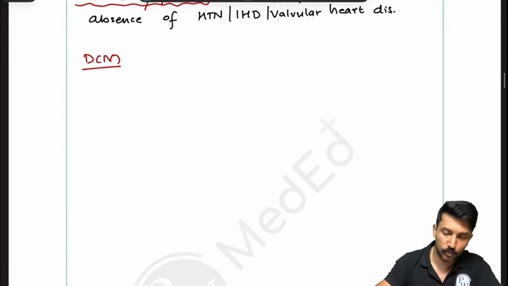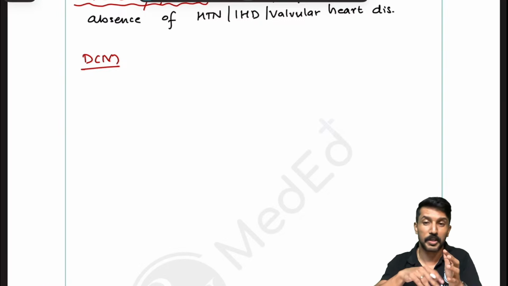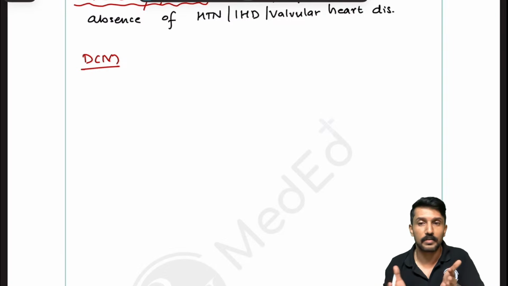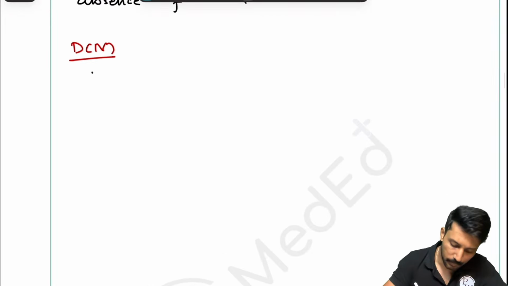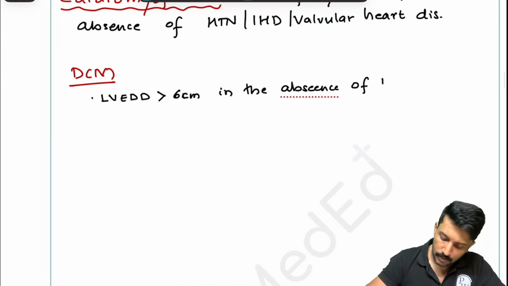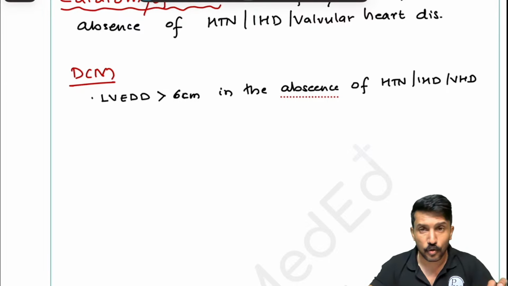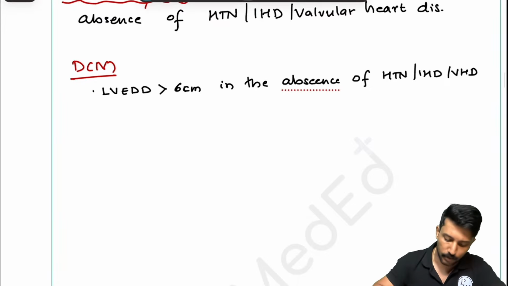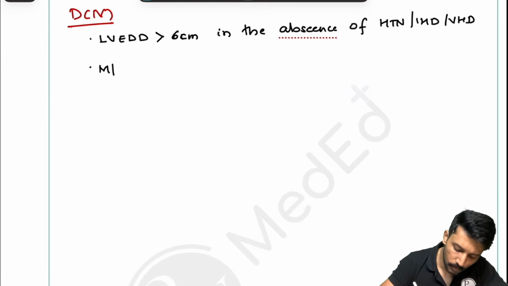So what is this dilated cardiomyopathy? Normally a chamber dilates when its pressure increases according to Boyle's law. But if a chamber, like the ventricle, dilates without a reason, then we call it dilated cardiomyopathy. How do I define it? Left ventricular end diastolic diameter more than 6 centimeters in the absence of hypertension, IHD, valvular heart disease. The most common cause for dilatation of the left ventricle is IHD. But once IHD is ruled out, then we think of dilated cardiomyopathy. So the first question they will ask is, what is the most common cause?